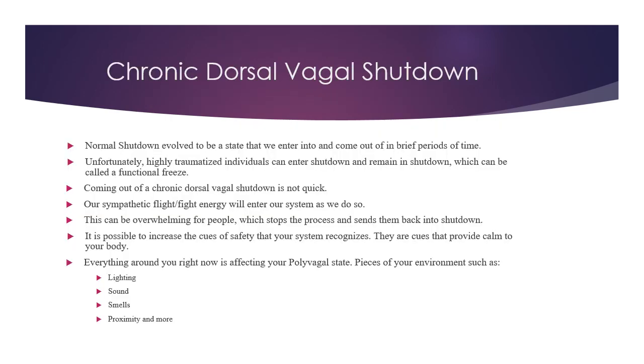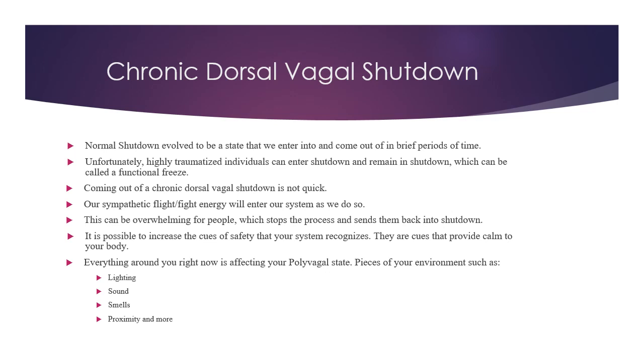One thing that doesn't get talked about very much is chronic dorsal vagal shutdown. The dorsal vagal is the source of survival for the short term, but some trauma victims can get stuck there indefinitely. Normal shutdown evolved to be a state that we enter into and come out of in brief periods of time. Unfortunately, highly traumatized individuals can enter shutdown and remain in shutdown, which is sometimes called a functional freeze.